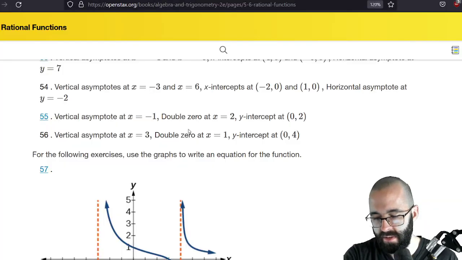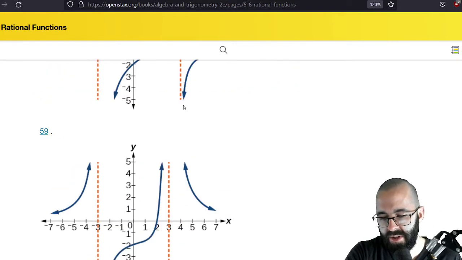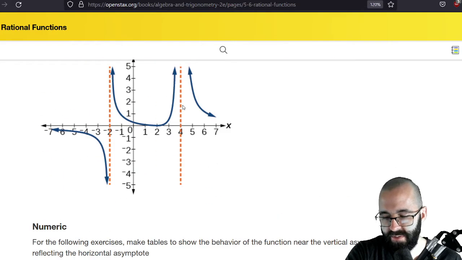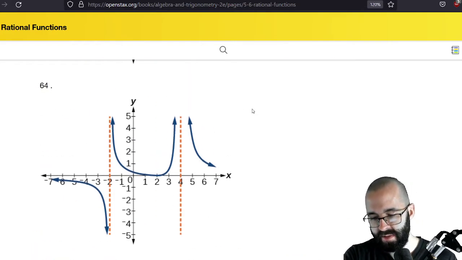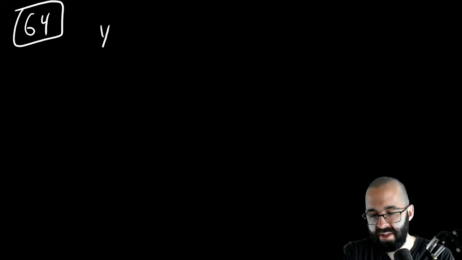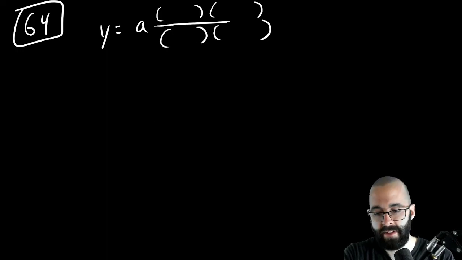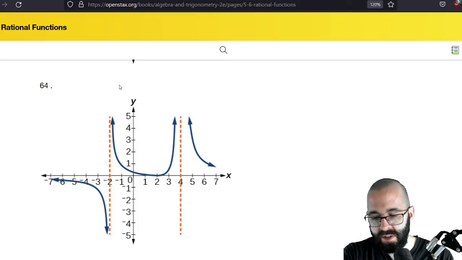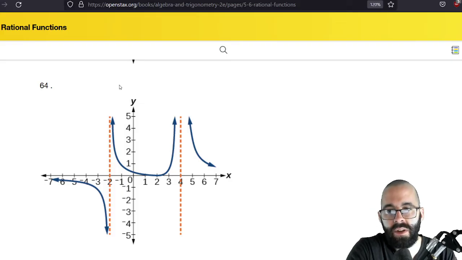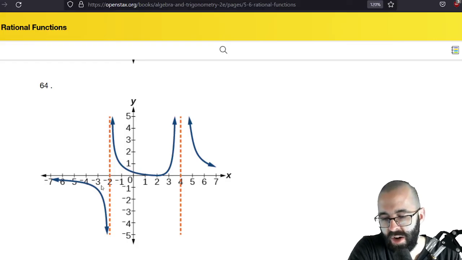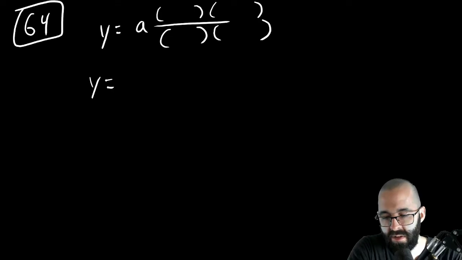The last one I want to look at is 64. Use the graphs to write an equation for this function. Okay. So again, it's going to have the same form: A times all the factors on the top over all the factors on the bottom. Let's start with the zeros. The zeros have to do with the numerator. Where does this cross the x-axis? Well, it never actually crosses the x-axis, but it does touch the x-axis at x equals 2.